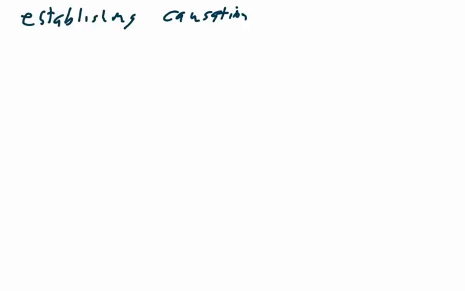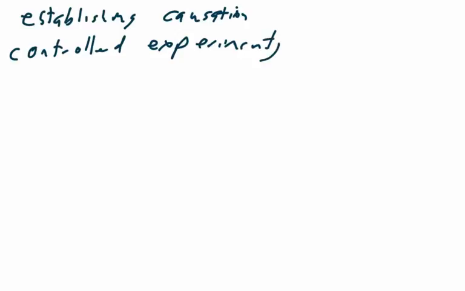Establishing causation. The best way to establish causation is to do a controlled experiment. And we'll talk about that in the future. But if we can't do a controlled experiment, then we have to do observational studies.